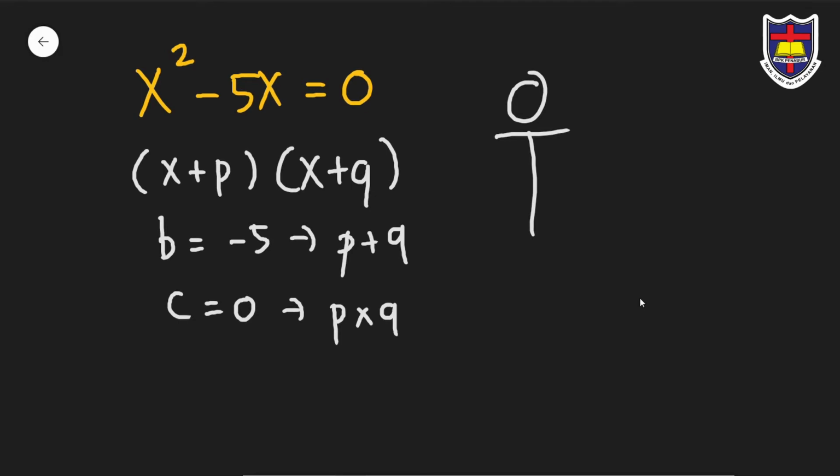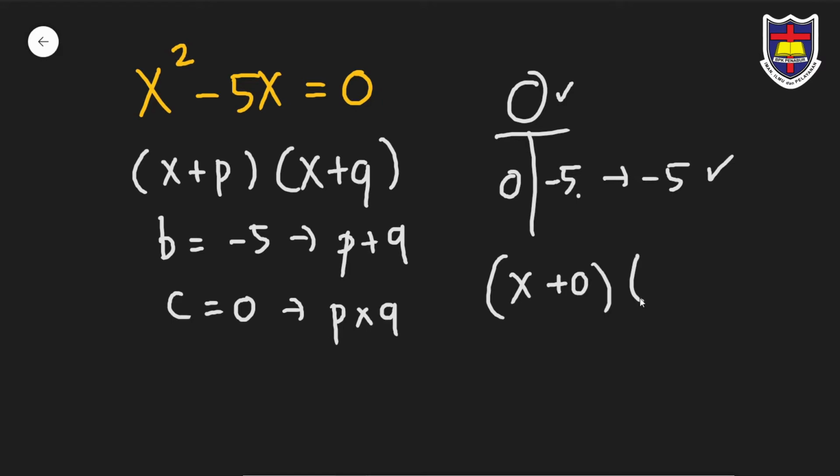So one root of it must be 0, because the product of it will be 0. And p plus q equals negative 5. So we can conclude that another root is negative 5, because 0 times negative 5 equals 0, and 0 plus negative 5 equals negative 5. So we can write it (x plus 0) times (x minus 5).